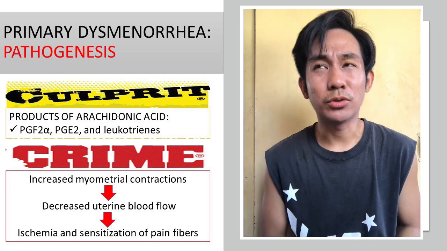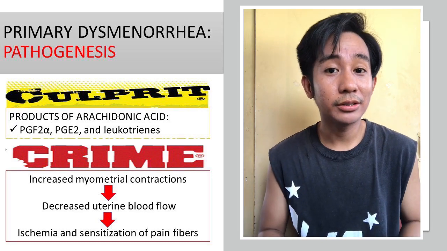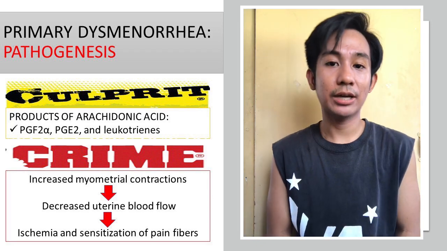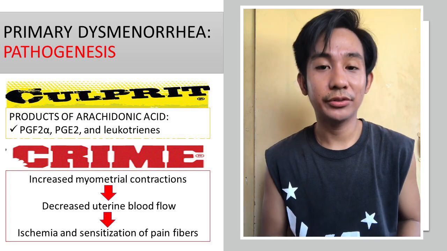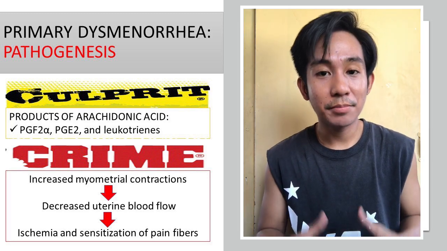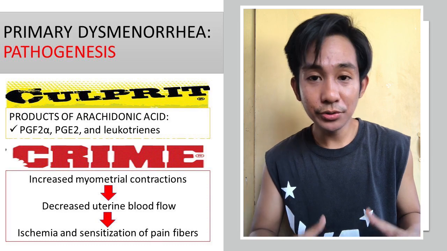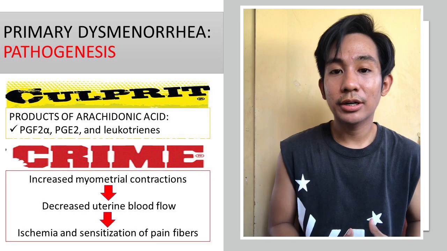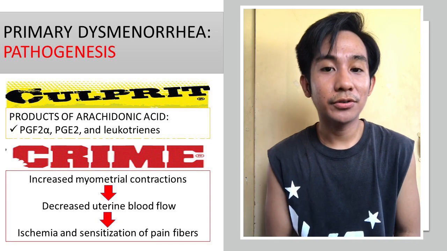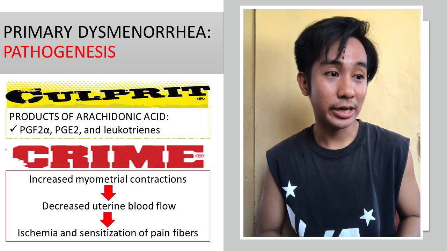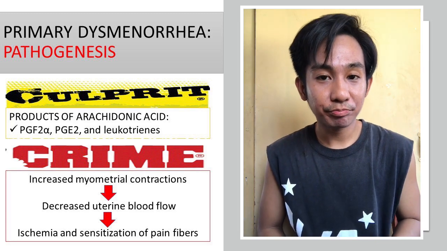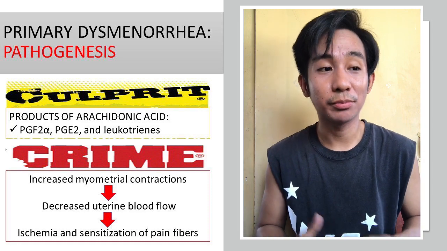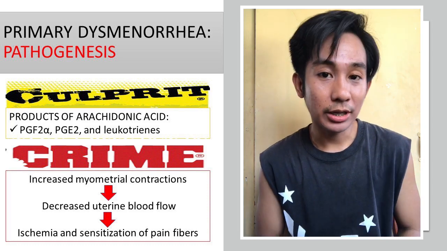And what are their crimes? What do they do? These prostaglandins or arachidonic acid metabolites will increase the myometrial contractions. By the way, during the ovulatory cycle, the amounts of the products of arachidonic acid will increase. That is why during menstruation, there is an increase in the myometrial contractions brought about by these metabolites.